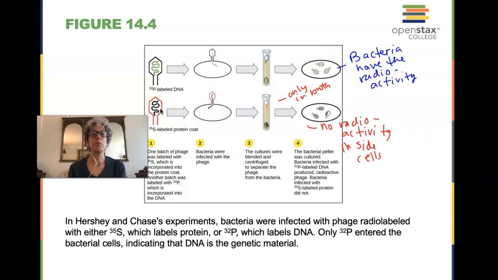In the protein experiment, the same thing. They allow the viruses to infect the bacteria as they normally do, mix it up, and then spin it so that the empty protein heads leave and the infected bacteria sink. And in this case, the bacteria had no radioactivity, but the fluid containing the protein shells did. So that was another piece of evidence that the genetic material was the DNA that entered the bacteria and then directed those bacteria to create more viruses.